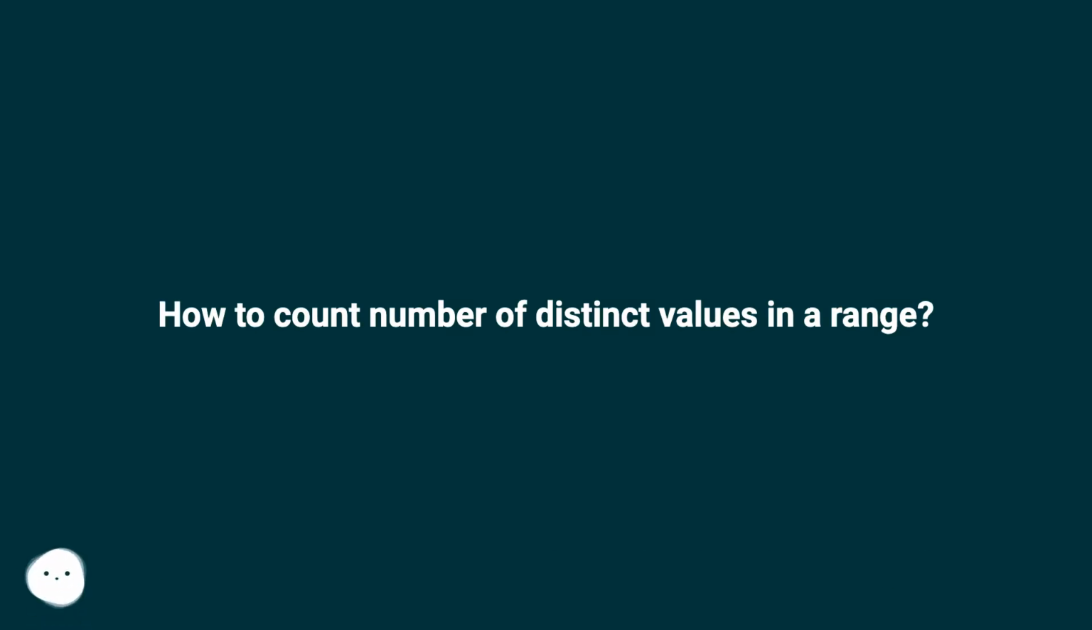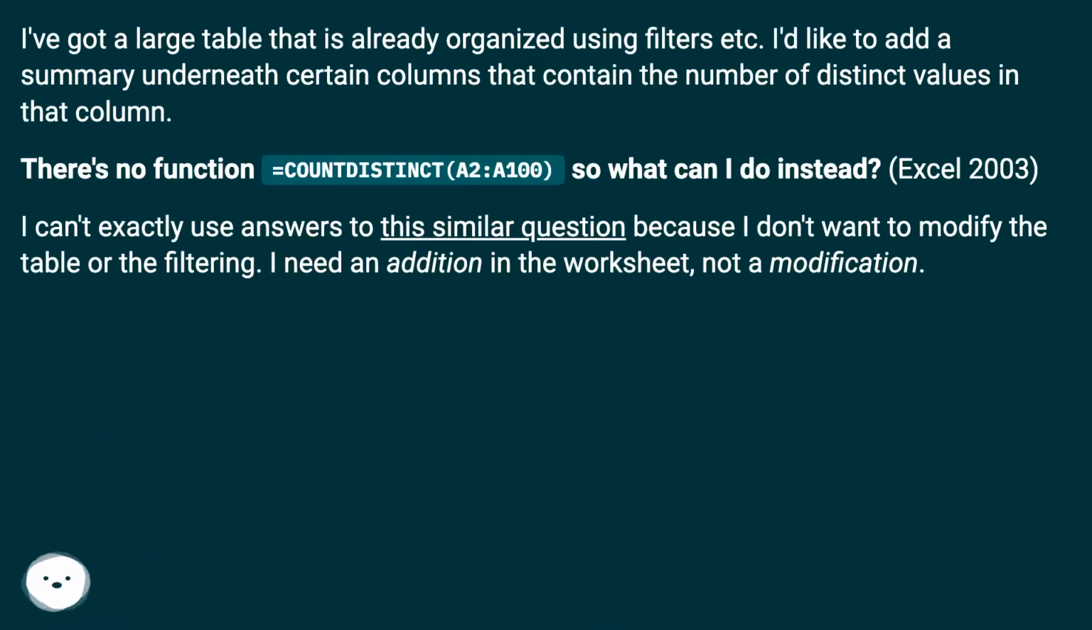How to count number of distinct values in a range. I've got a large table that is already organized using filters etc. I'd like to add a summary underneath certain columns that contain the number of distinct values in that column. There's no function equals count distinct, A2 column A100, so what can I do instead?